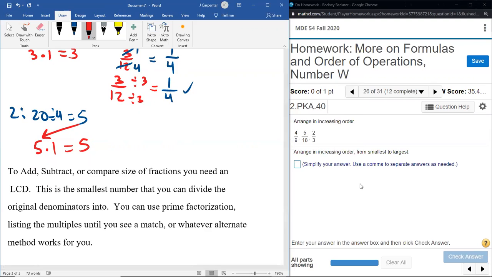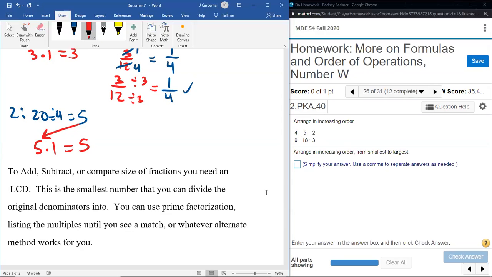Listing the multiples means with the 9, you go 9, 18, 27, 36. With the 18, you go 18, 36, 54. For the 3, you go 3, 6, 9, 12, 15, 18, 21, 24, etc. Until you see a match with all of those, which would have been 18.